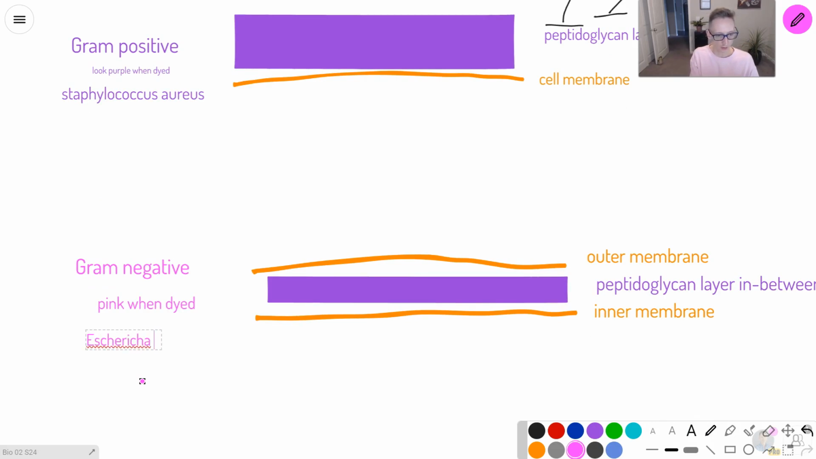Escherichia coli. Escherichia, so close. Escherichia. E. coli. That's E. coli. Sure you've heard of that guy before. E. coli. This would be Staph aureus. Okay, that's gram-positive, gram-negative.